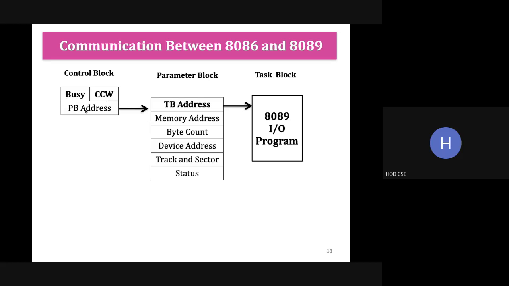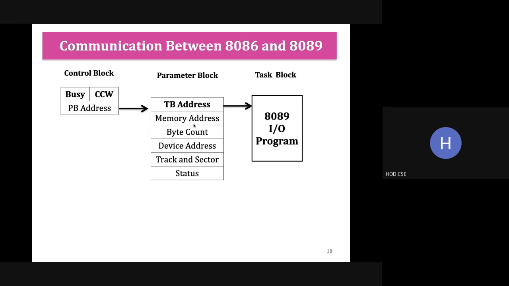And also it contains the address of the parameter block. So the address of the parameter block will be available in this control block. This control block will communicate with this parameter block through this address only, the PB address. In this parameter block, the top will have the task block address, the address at which the task is stored.